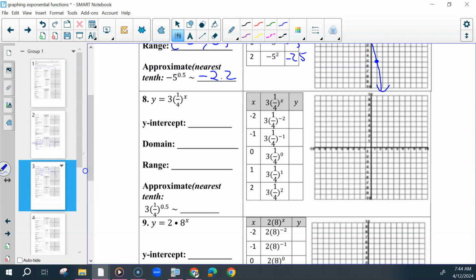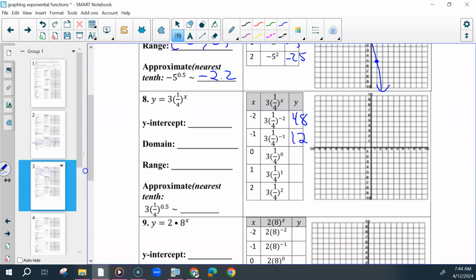Say it again. It would be, take it, flip it, and then square it. 16. And 3 times 16 would give us 48. 1/4 to the negative first would be 4, and then times 3, 12.